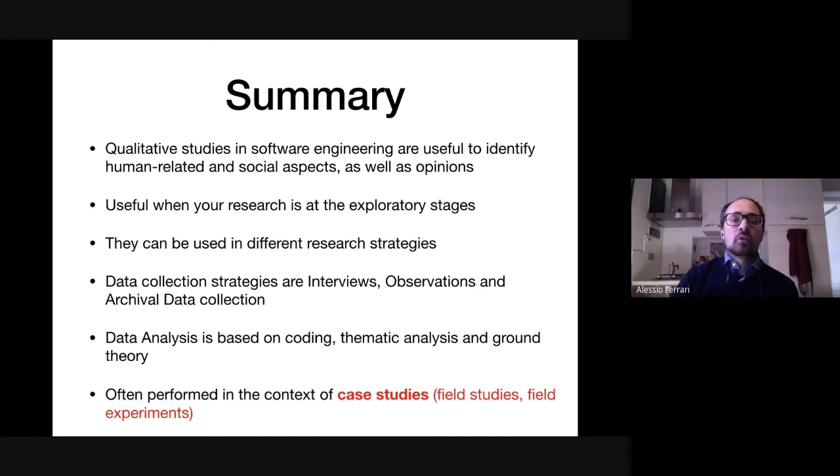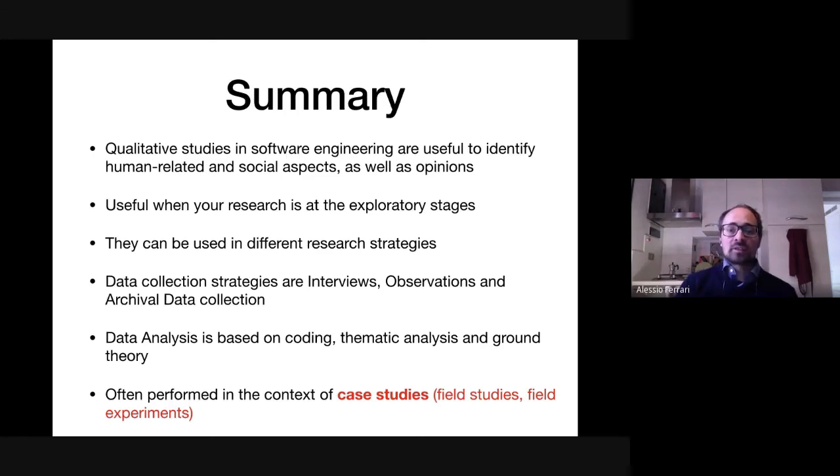Summary, to wrap up this long module on qualitative studies. Qualitative studies in software engineering are useful to identify human-related and social aspects and opinions, like in the study that we saw as a quick example now. They are useful when your research is at the exploratory stage, very useful because you don't know much about a certain context and you want a complete overall view, not too detailed. They can be used with different research strategies.